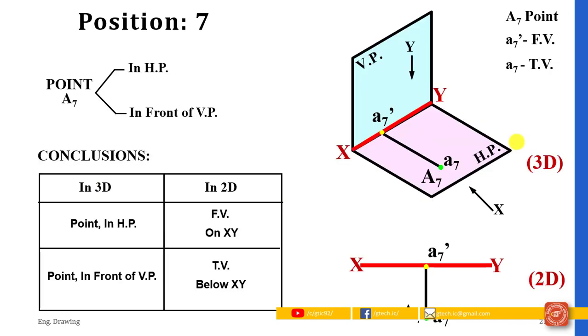Position number 7. In position number 7, the point lies in HP and in front of VP. In 3D view, you can see the point in HP and in front of VP. And in 2D view, you can see the front view is drawn on the XY line and the top view is drawn below the XY line, that is A7. This one is the 3D orientation of the point and this one is the 2D view of the point.